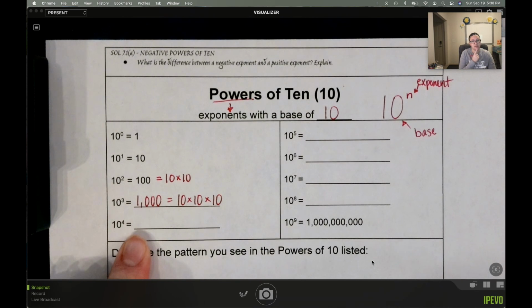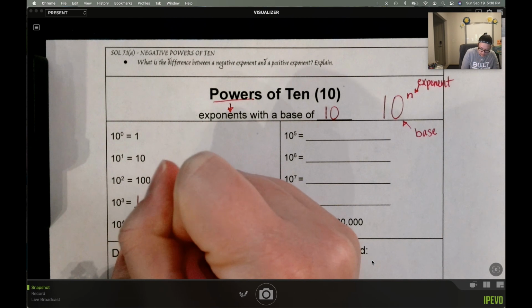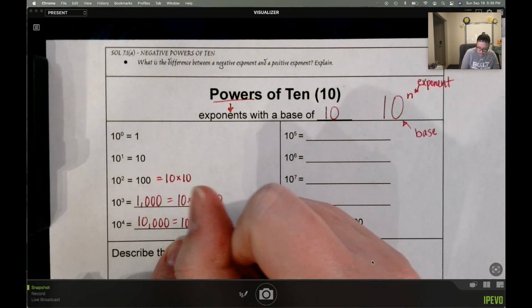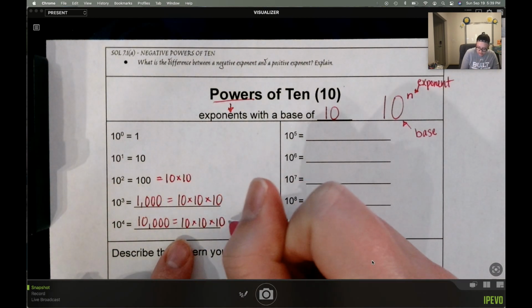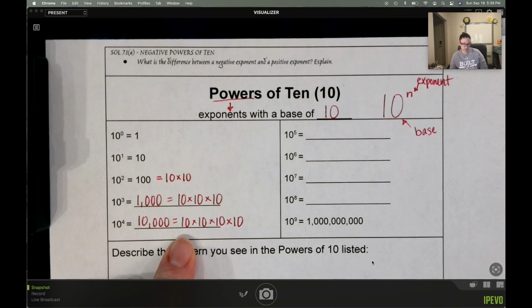What do you think 10 to the fourth power is? 10,000, because we did 10 times 10 times 10 times 10. We're going to pause there. If you need to pause the video to catch up, pause the video to catch up. But I want to take a look at something.